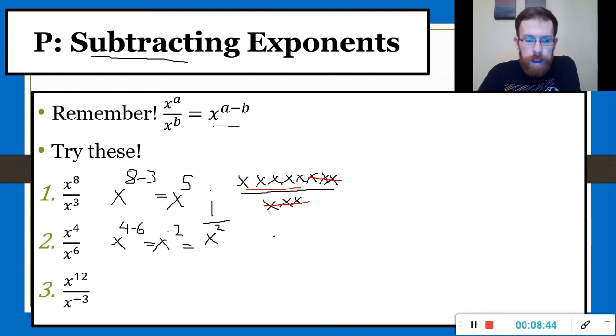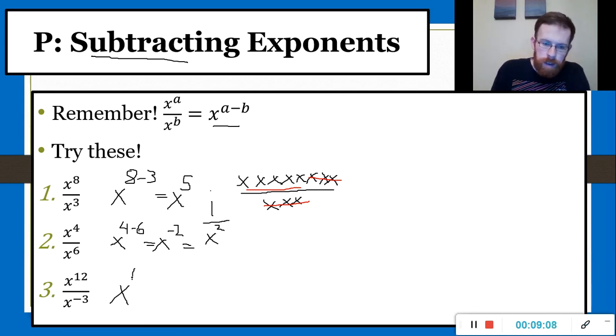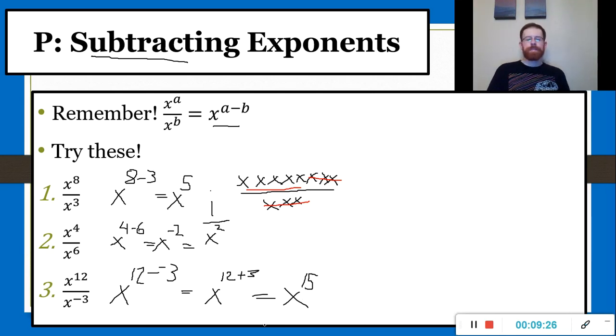Alright, so now I have x to the 12th divided by x to the negative 3. This one is kind of like our x to the 4th times x to the negative 3. What happens when you subtract, except think about it in the other direction. What happens when you subtract a negative? It's the same thing as adding a positive. So x to the 12 minus a negative 3 is the same thing as x to the 12 plus 3. Meaning that's x to the 15th power.